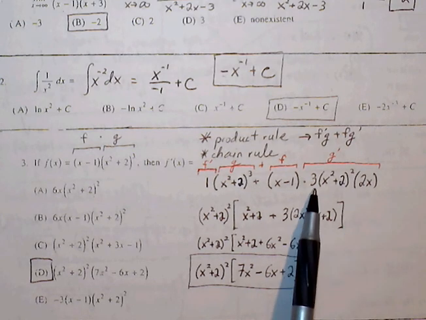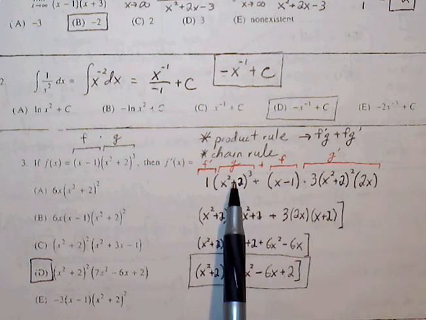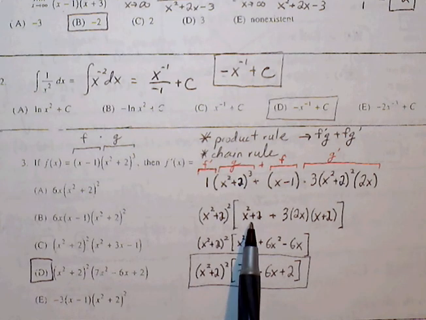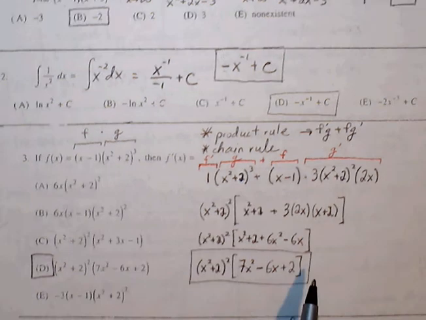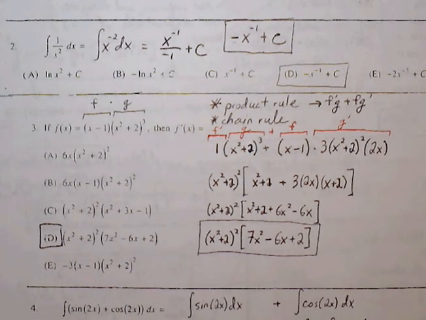Once we have that, we can identify a leading factor of x plus 2 quantity squared. The remaining terms we can just leave in the brackets and then combine like terms. Once we have that, we can match it up with the appropriate solution, which is D.